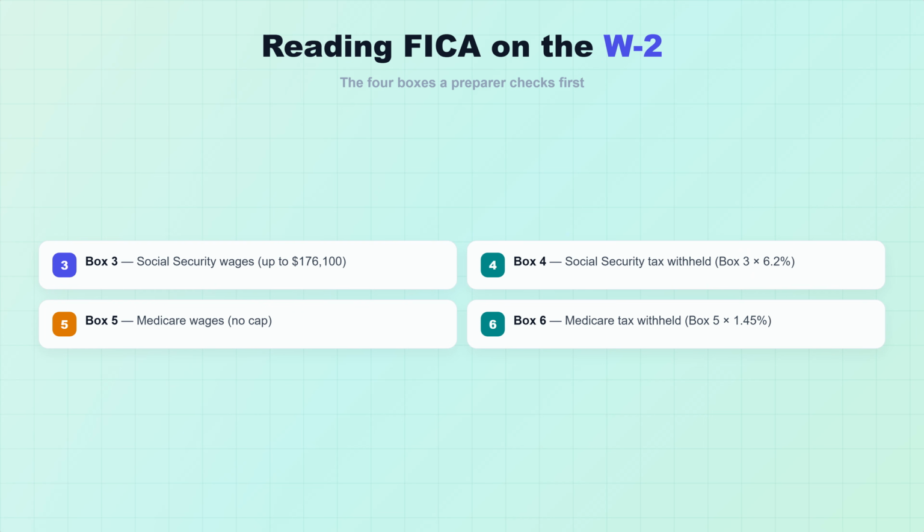For the tax preparers and EA students watching, here are the 4 W-2 boxes you check first for FICA. Box 3 is Social Security wages, up to that $176,100 cap. Box 4 is the Social Security tax withheld. That's box 3 times 6.2%. Box 5 is Medicare wages, with no cap. And Box 6 is the Medicare tax withheld. Box 5 times 1.45%. Memorize these four.